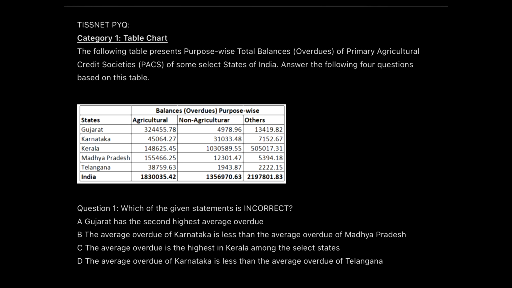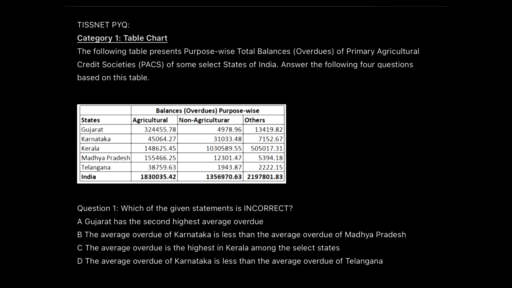And the first category of question here is a table chart based question, where they have given you the balance, overdue, purpose wise, and the states which have the following values. Now they are asking you which of the following statements is incorrect. This is a very smart way of actually making you solve four different things in the four different options. You have to solve them and check which of the following is correct.